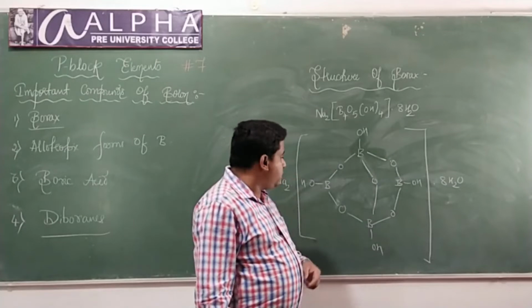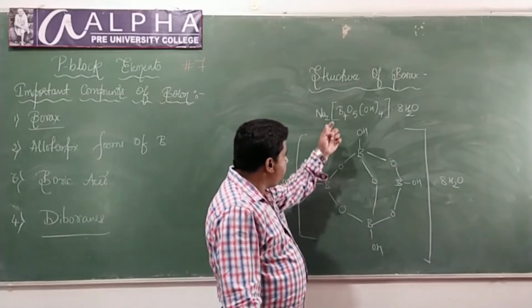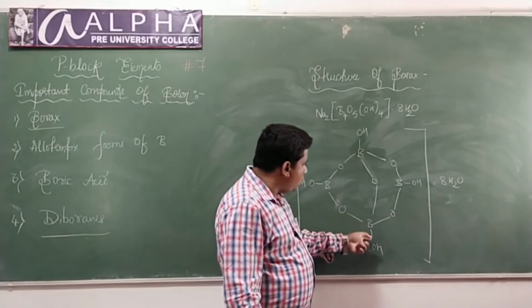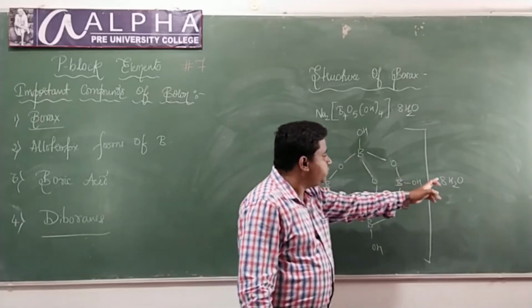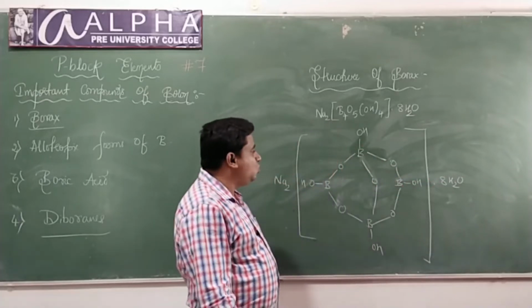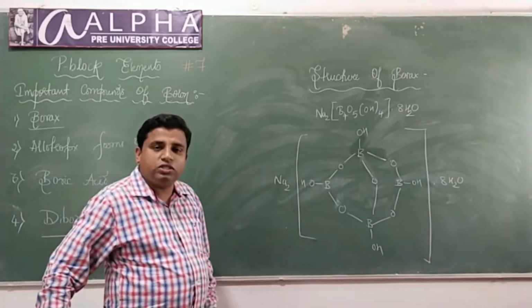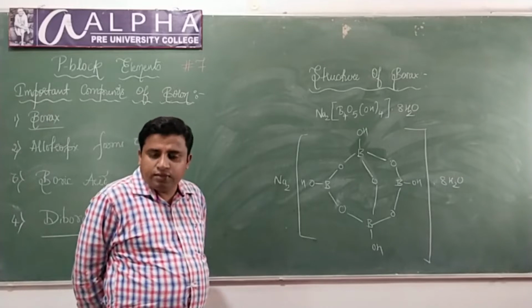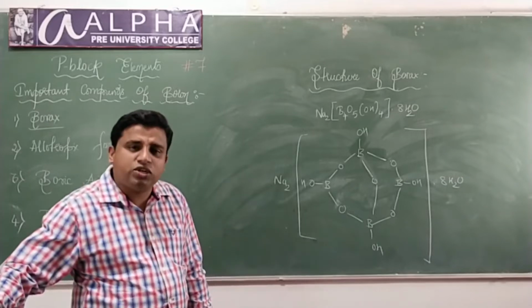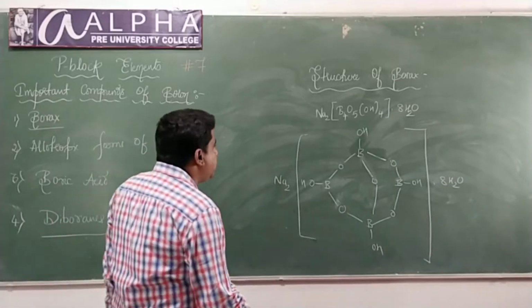Okay, understood? Na2B4O5(OH)4·8H2O. This is the actual structure of borax. There are special things about this structure of borax. What are the special things?